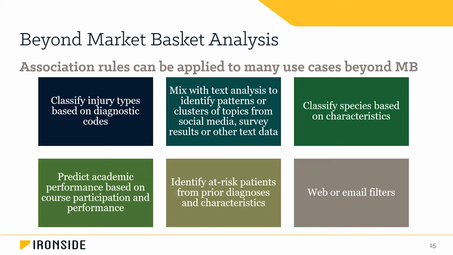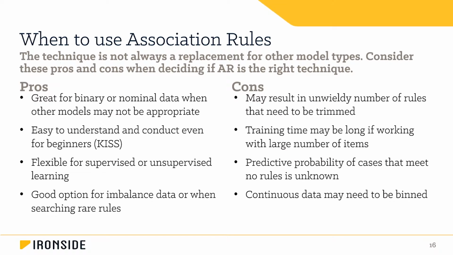And finally, web or email filters. Just coming up with a set of rules that would say, based on the characteristics, words or phrases, this is spam or this goes to your inbox. That's another common application. So there's a lot of things that you can do with association rules. It sometimes gets overlooked just because it's thought of as the market basket analysis, and we don't often think about bringing it into other use cases.